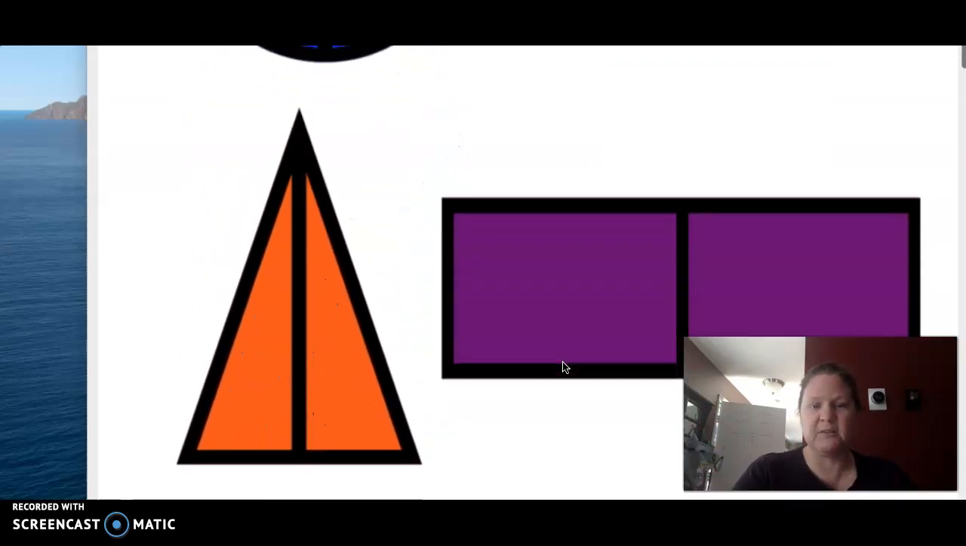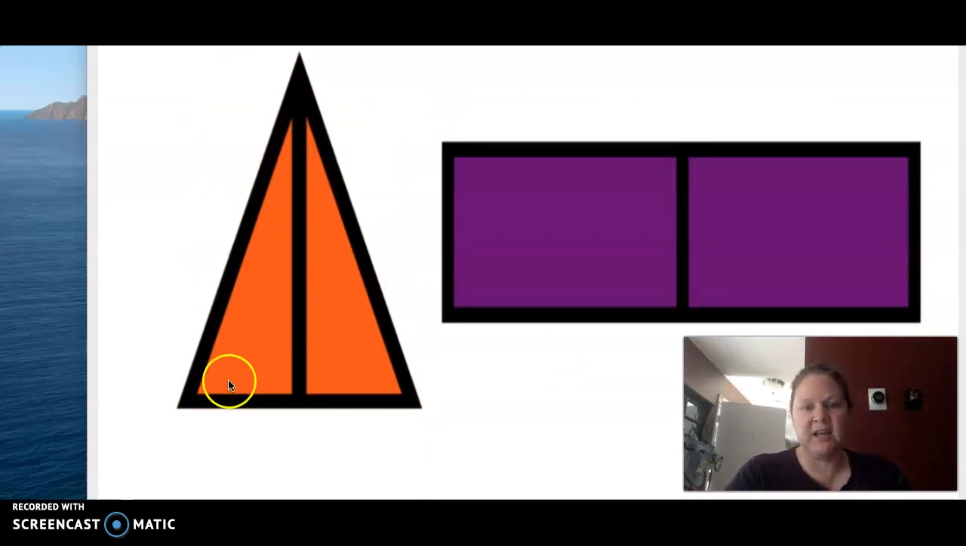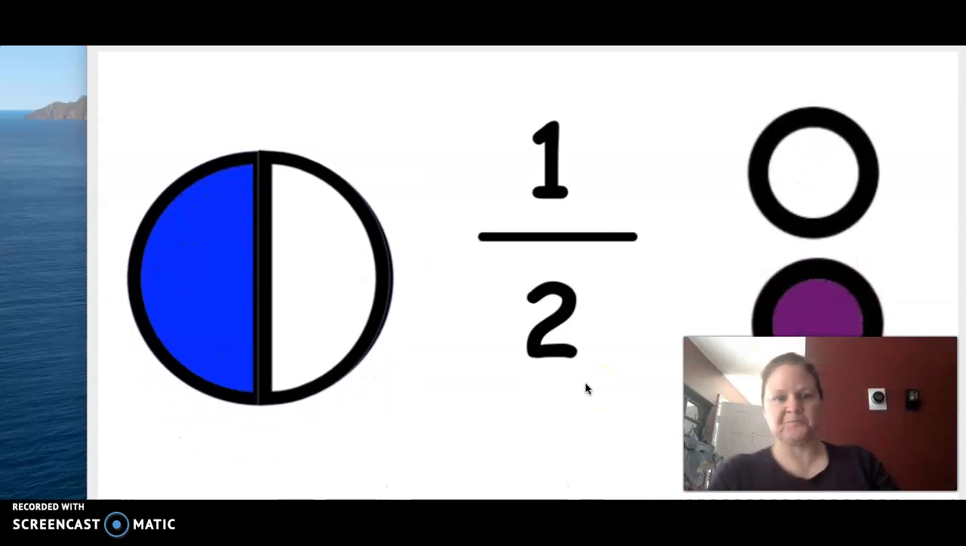Let's go and look at it some more. Here's some more examples of halves. I split my triangle into halves. Here's a half. Here's a half. Here's my rectangle in halves. Two equal parts. 1, 2. Look at my pictures now.